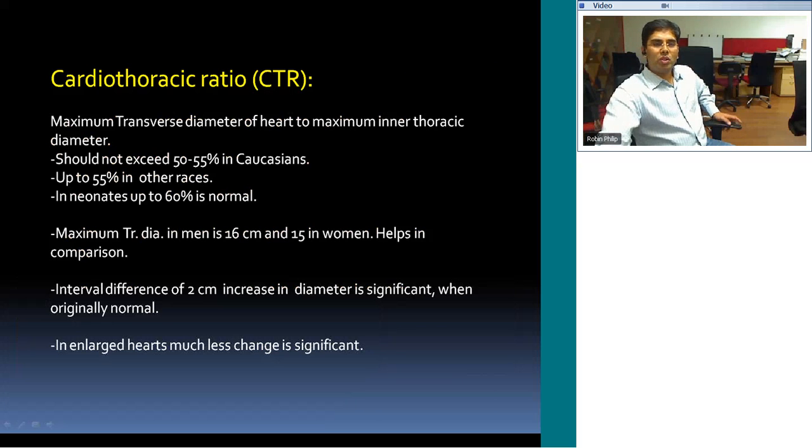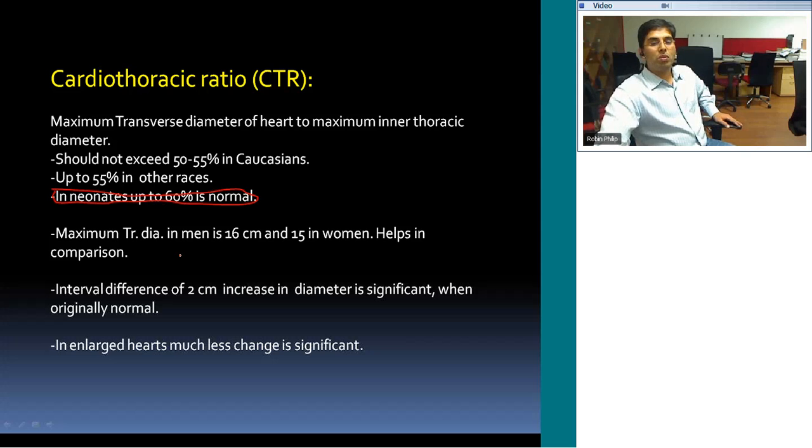Usually it should not exceed 50 to 55% in Caucasians. It is up to 55. It is normal up to 55% in other races. In neonates, you have to be very careful here. Up to 60%. Don't overcall them unless it is real cardiomegaly. Do not call cardiomegaly in neonates, because up to 60% is normal for them.